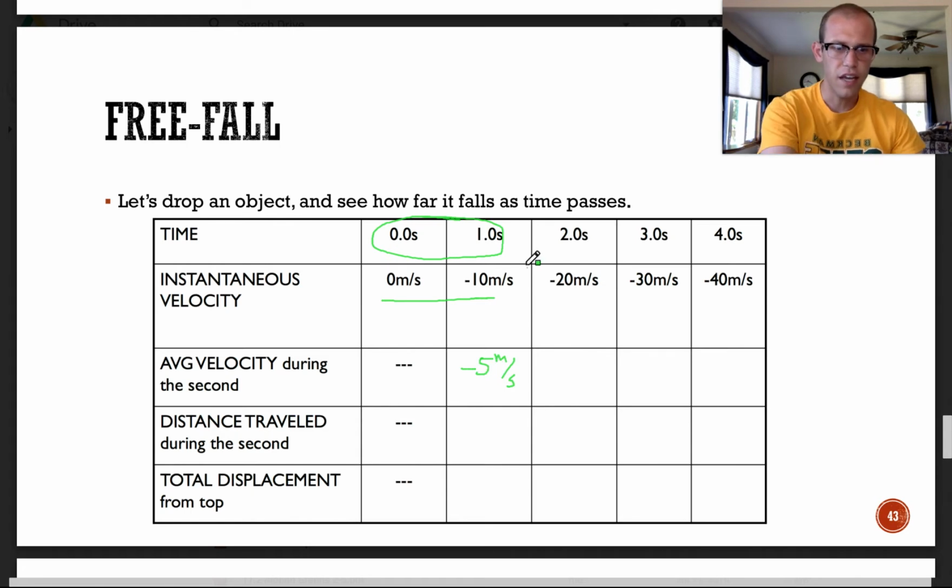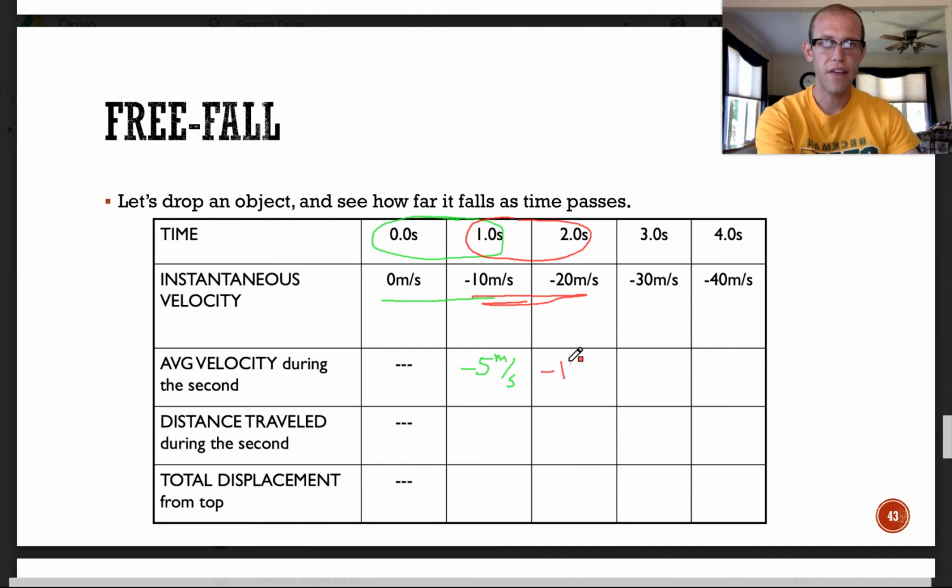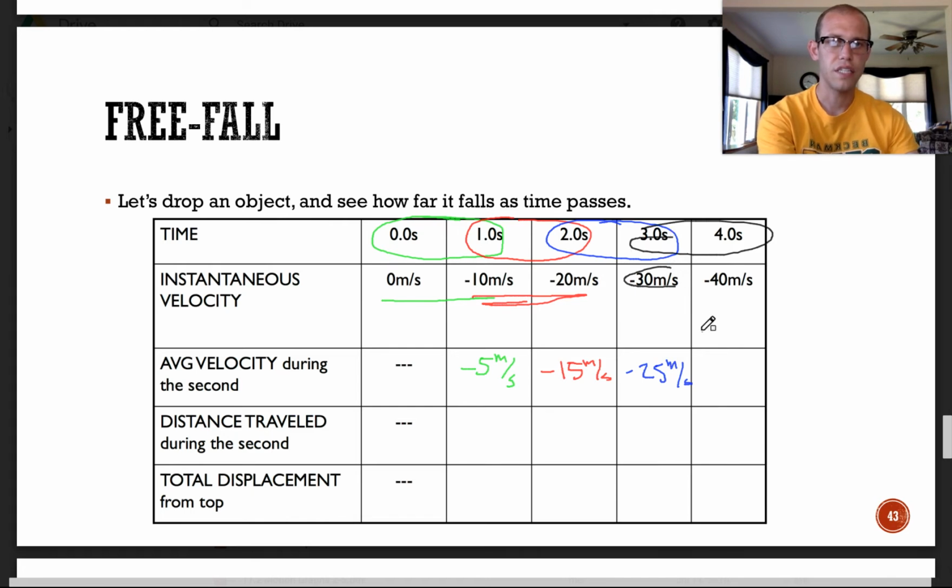Now let's look at it again. Next one, in this interval, I have 2 velocities. If I add those together, it's negative 30. Divided by 2, that would give me an average of negative 15. Do it again. These two, 20 plus 30 is 50, divided by 2 is 25. And do it again. 30 plus 40 is 70, divided by 2 is 35. Notice I'm not saying the negative, but all these are negative because they're still going down.